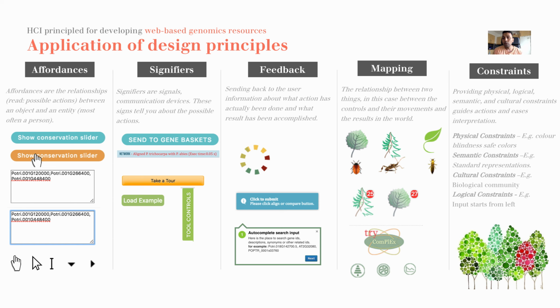And as you may know, 8% of the men in Europe are colorblind. So we try to use a colorblind color palette when we develop our tools. This is important because then the user can easily see the color distinction, for example, in expression variation. So there are different constraints like physical, semantic, cultural, and logical constraints.